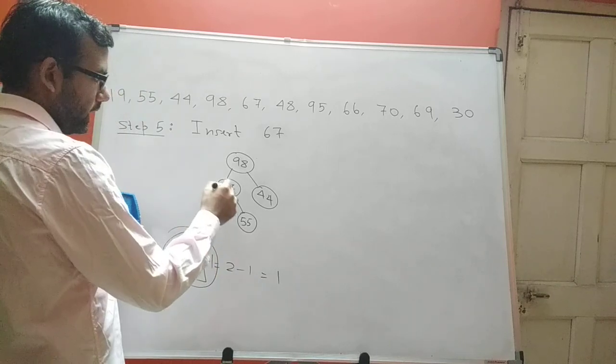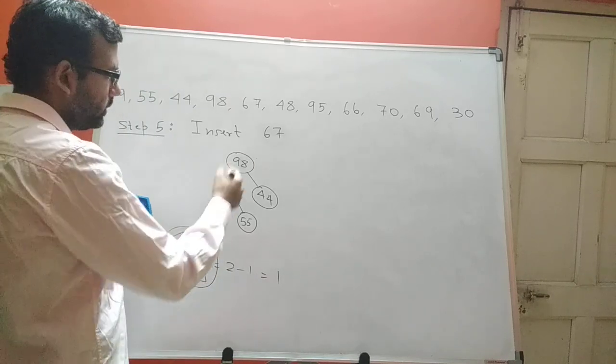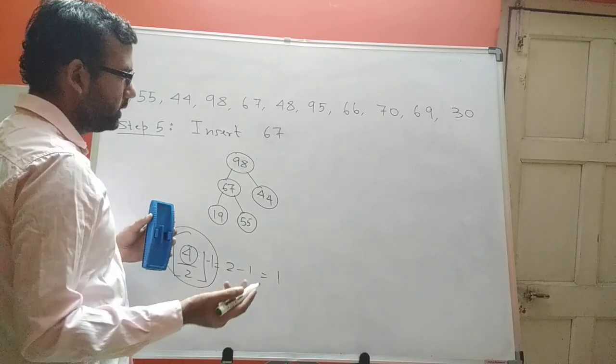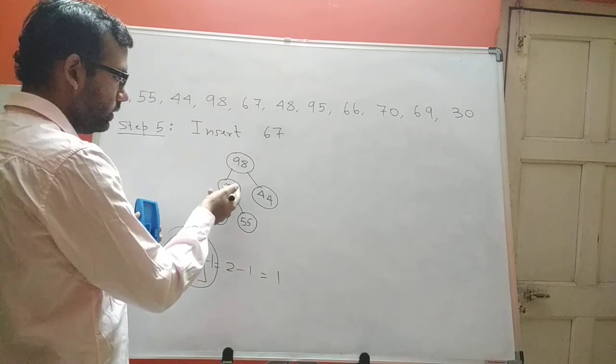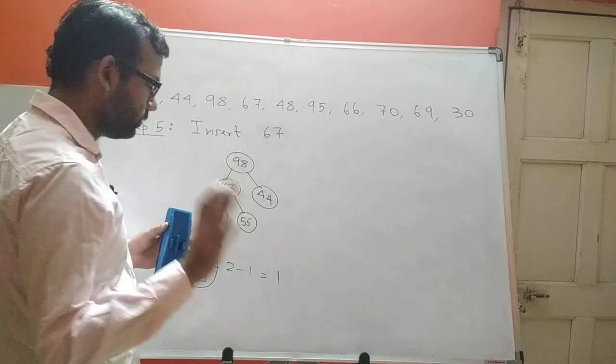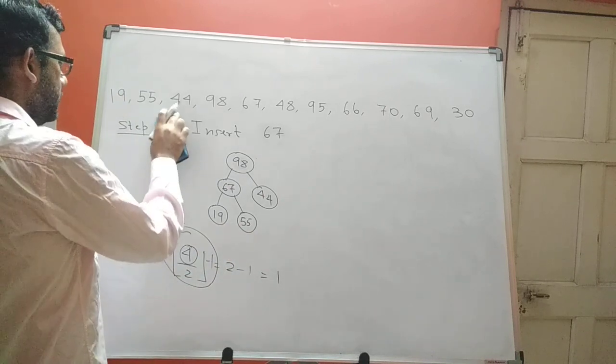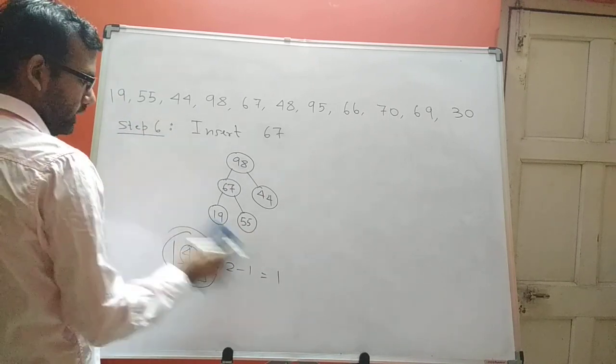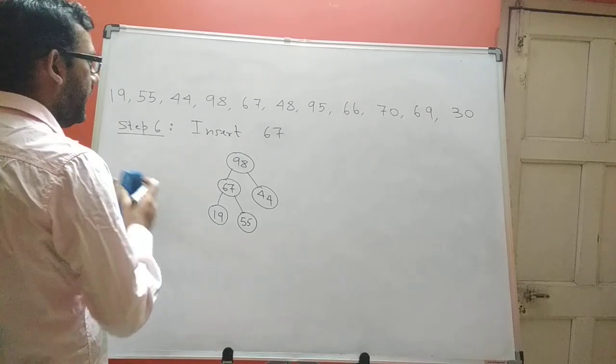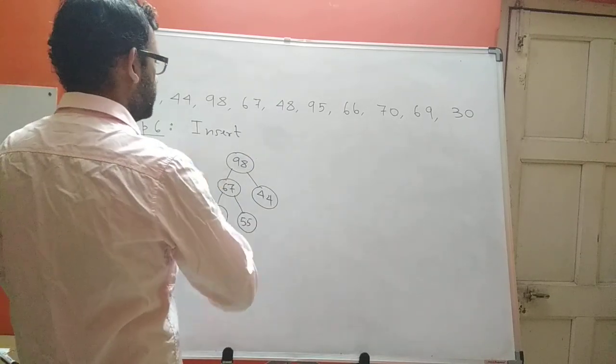Now next I'll check again with the parent of 67. The parent of 67, which is 98, happens to be greater than my current node 67, so I don't need to swap. Now you see at this point the Max-Heap property holds. Now I'll go to step number 6. At step number 6 I have 48. So let's try to insert 48.